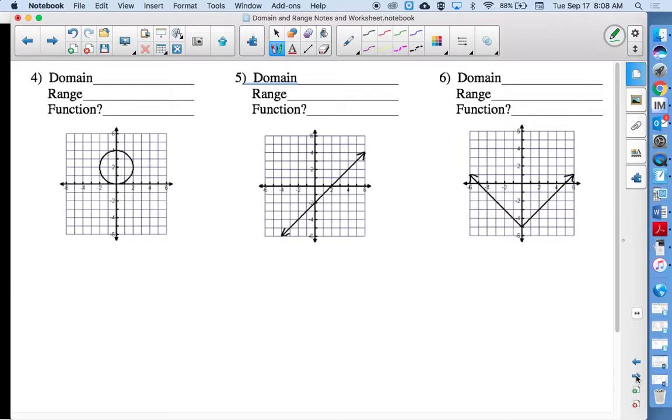What's the domain for the circle? -2 is less than or equal to x, which is less than or equal to 2. The range? 0 is less than or equal to y, which is less than or equal to 4. And then is it a function? No. Nice. Good job.